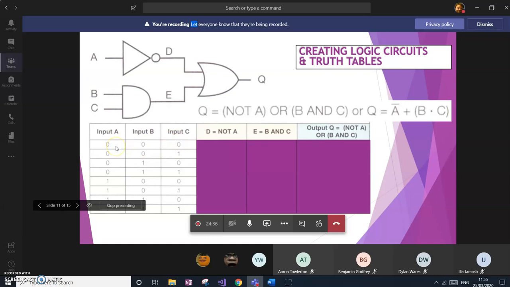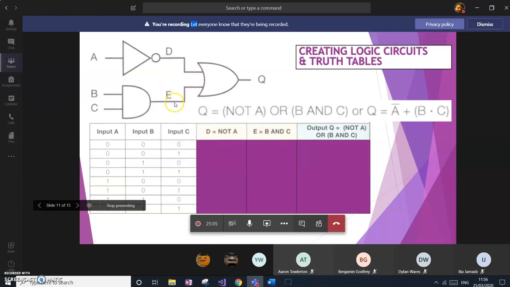So we've got input A, and in this first column we've got D equals NOT A. I'm just going to list what the output D is going to be as a result of values being passed through that NOT gate. In this example, I'm passing the input A in, which is a 0, so NOT A is going to be 1, so D is going to become equal to 1.